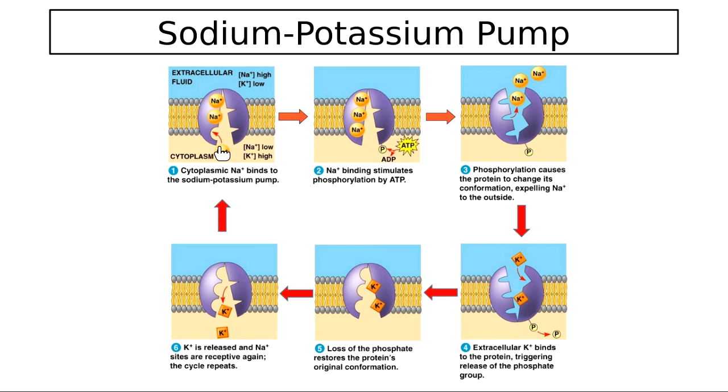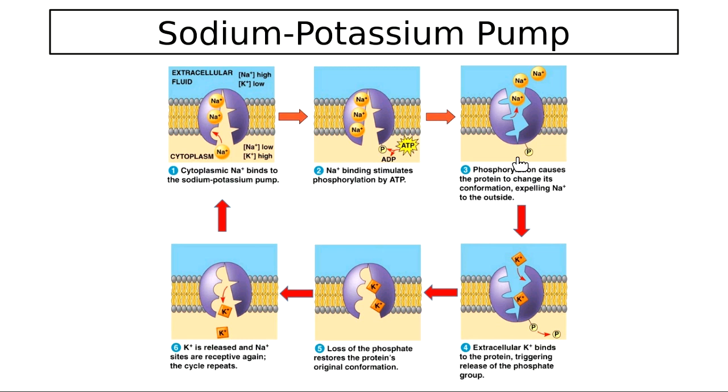Next step. Sodium binding stimulates the phosphorylation by ATP. So ATP is broken down and phosphorylates the sodium-potassium pump. There's that little P there that's stuck to it. That's been phosphorylated, which means it's imparted energy to this pump to work. Phosphorylation causes the protein to change its conformation, change its shape, expelling the sodium ions to the outside.